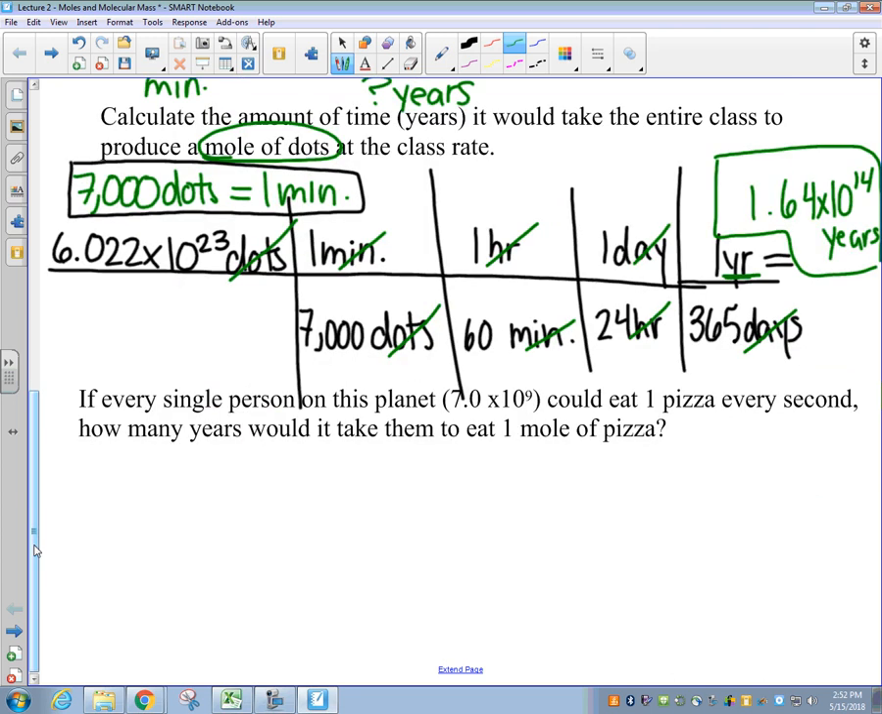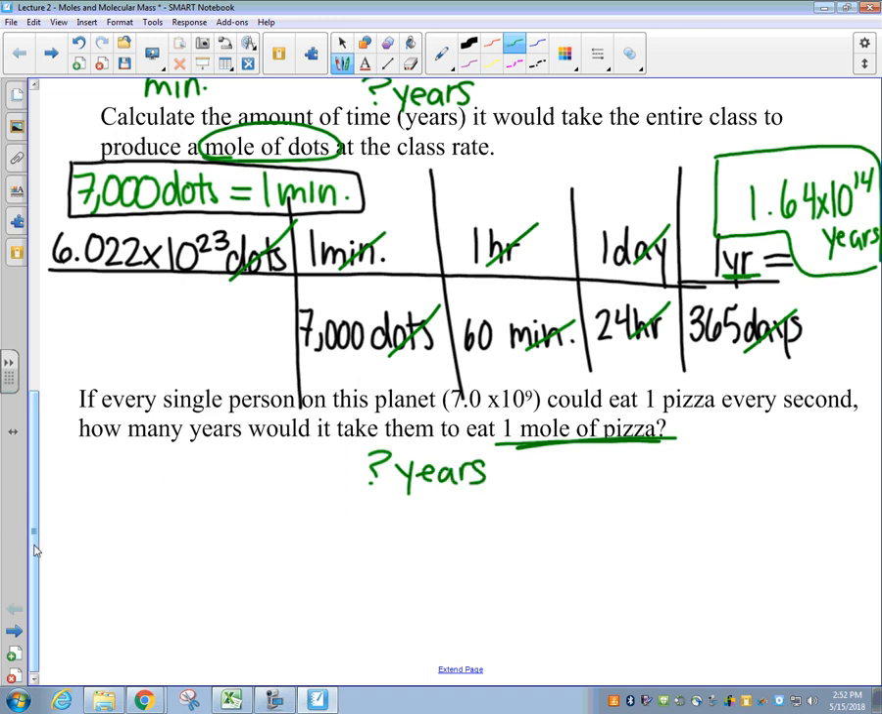Let's do one more unit conversion having to do with a mole. If every single person on the planet, which at the time that we wrote this was about 7 billion, could eat one pizza every second, how many years would it take them to eat one mole of pizza? That is a lot of pizza. We're going to start with our given, which is 1 mole of pizza. And we're going to try to figure out how many years that would take. That's what we're trying to find.